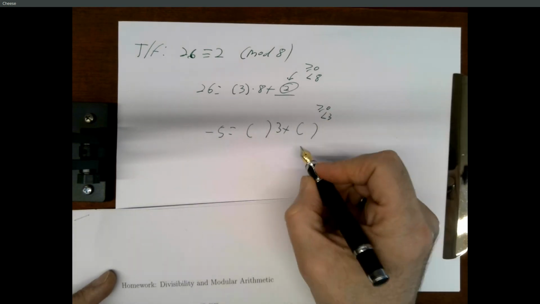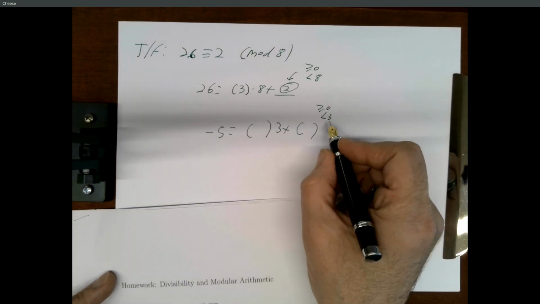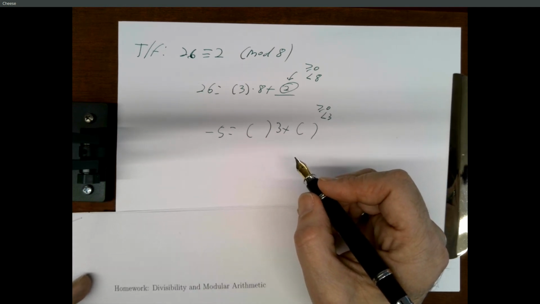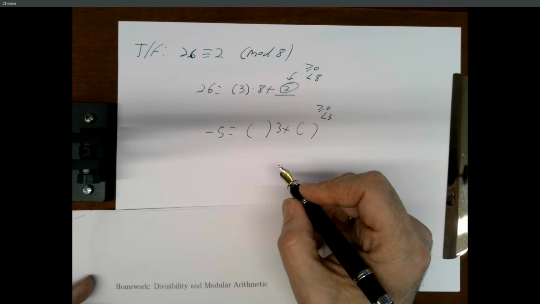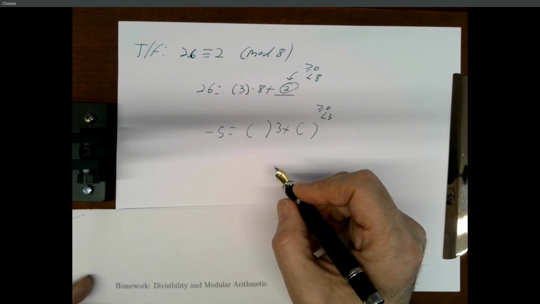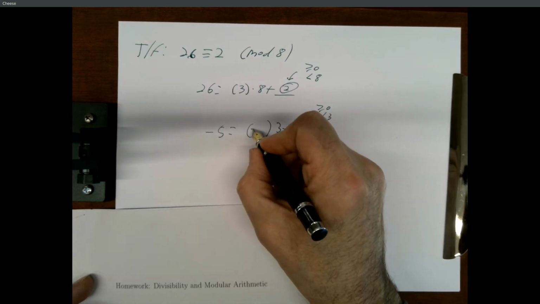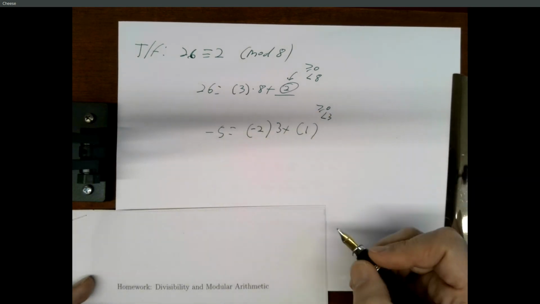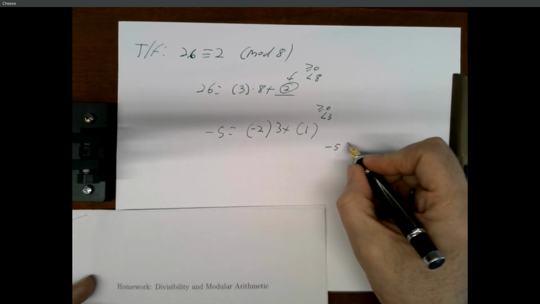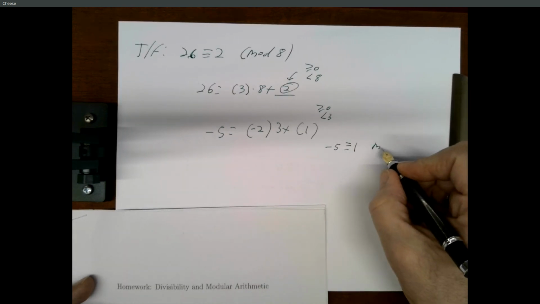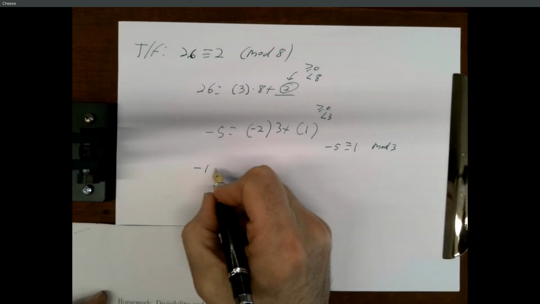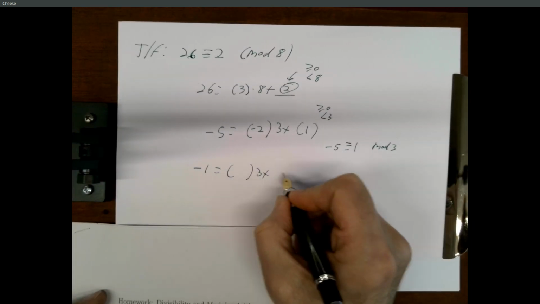That's correct, but we want this plus part to be bigger than or equal to 0, less than 3. Negative 2. So negative 2 times 3 would be negative 6 plus 1. Okay, so that tells us negative 5 is congruent to 1 modulo 3. And then negative 1 is something times 3 plus something.